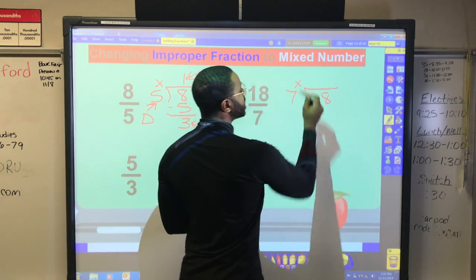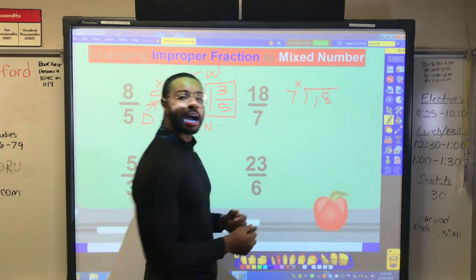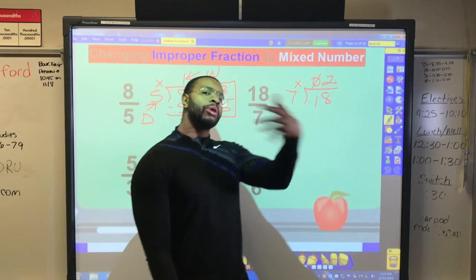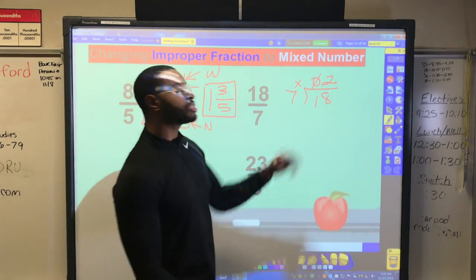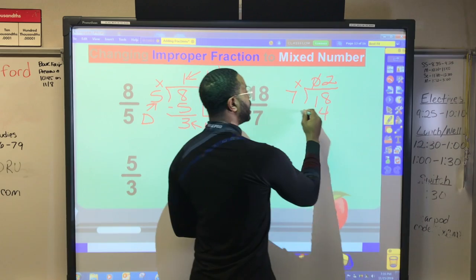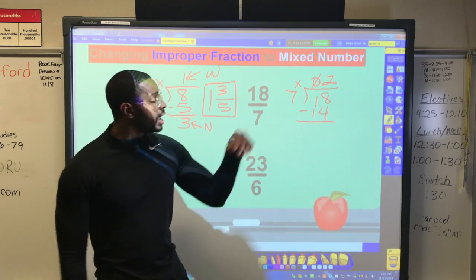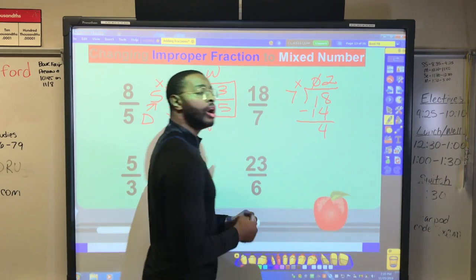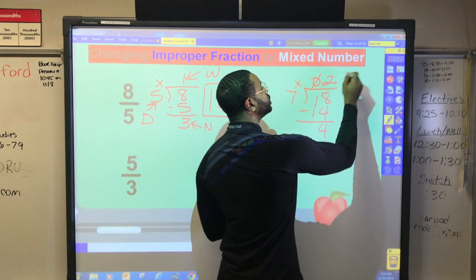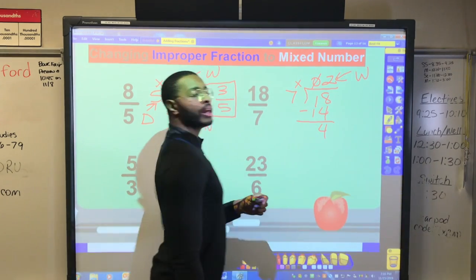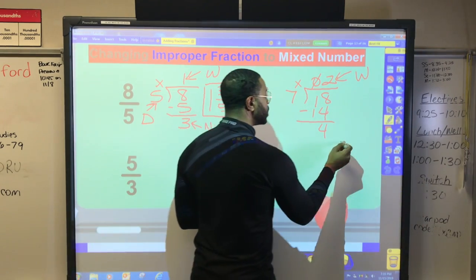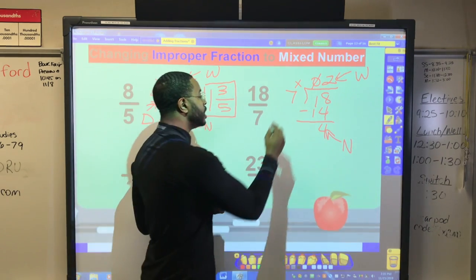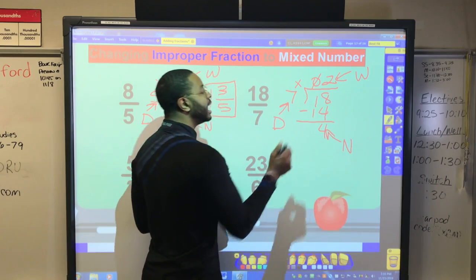Okay, guys? I know that 7 times 2 gets me a number that is close to 18 without going over. And 7 times 2 is 14. And I just subtract. I know that 18 minus 14 gets me 4 left over. Okay, my quotient up here is going to be my whole. My remainder is going to be the numerator, and the divisor is going to be the denominator.